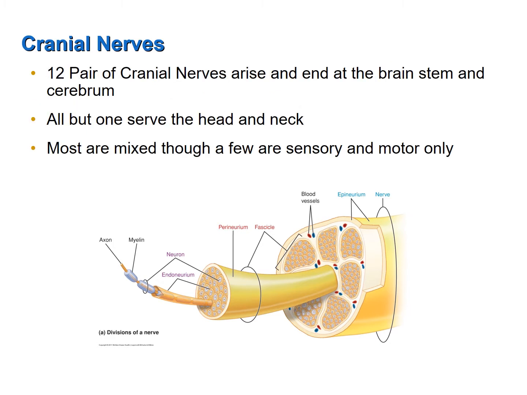There are 12 pair of cranial nerves, either arising or ending at the brainstem and cerebrum. All but one serve the region of the head and neck. Most are mixed, though a few are sensory and motor only.